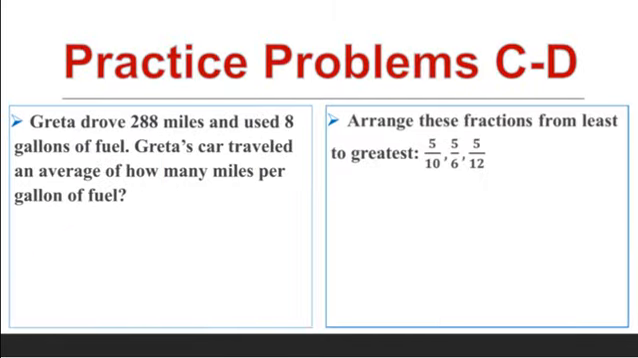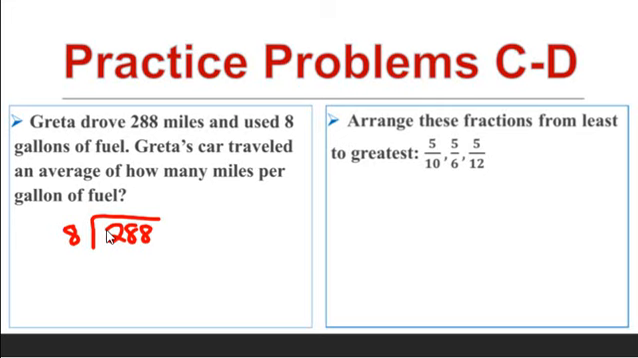And the final two questions. Greta drove 288 miles and used 8 gallons of fuel. Greta's car traveled on an average of how many miles per gallon of fuel? So 288 miles and used 8 gallons of fuel. So in order to find out the average of how many miles per gallon of fuel, average means you add them and you divide them. So you have the total miles driven, and how many gallons of fuel did they use? It was 8. So you take the two numbers, so 288, and we're going to divide that by 8 to find out how many miles per gallon.